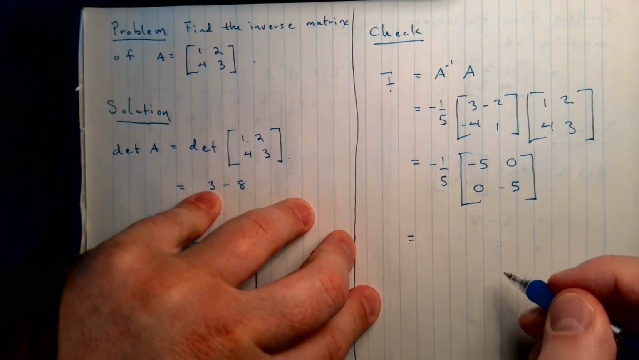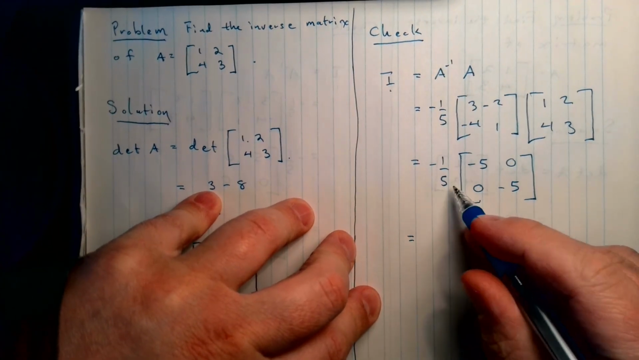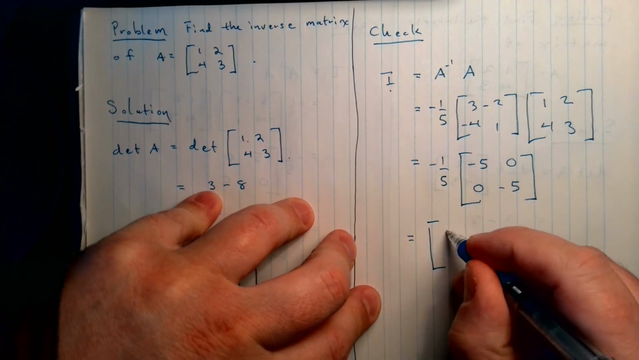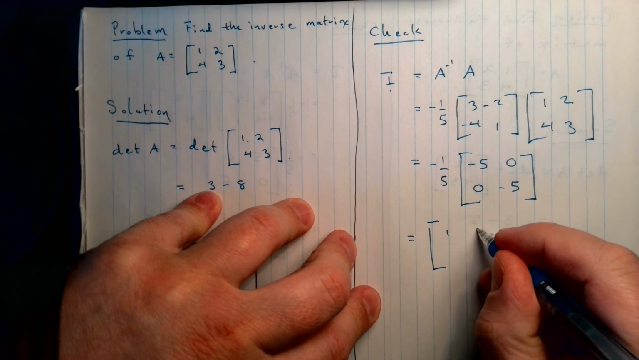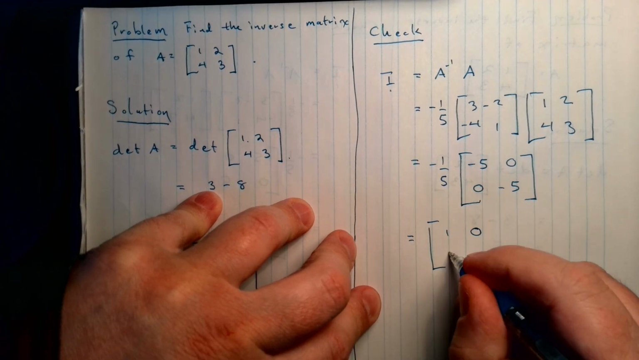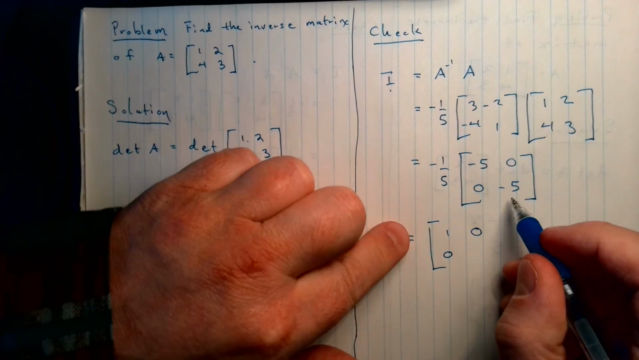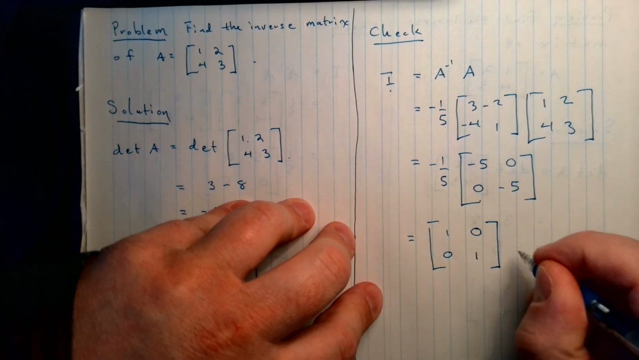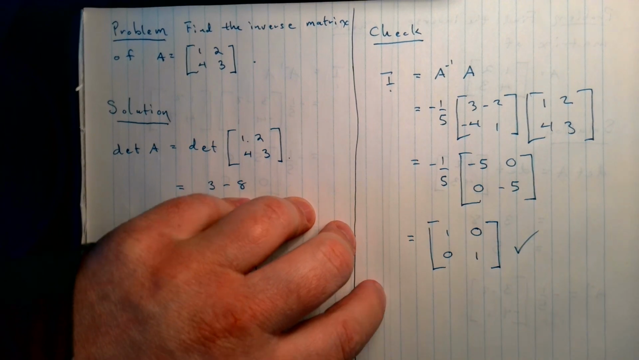Now, last thing I'm going to do is multiply through by that scalar out in front. So negative 1/5 times negative 5 is positive 1. Negative 1/5 times 0 is 0. Negative 1/5 times 0, again, 0. And negative 1/5 times negative 5 is positive 1, which is exactly what I want.